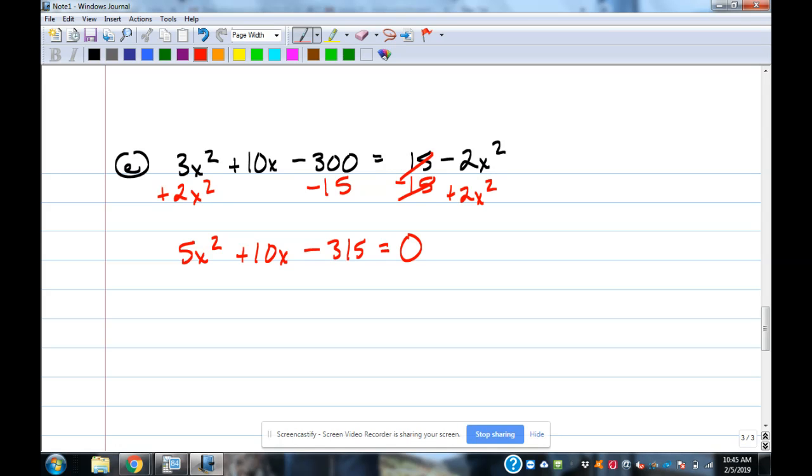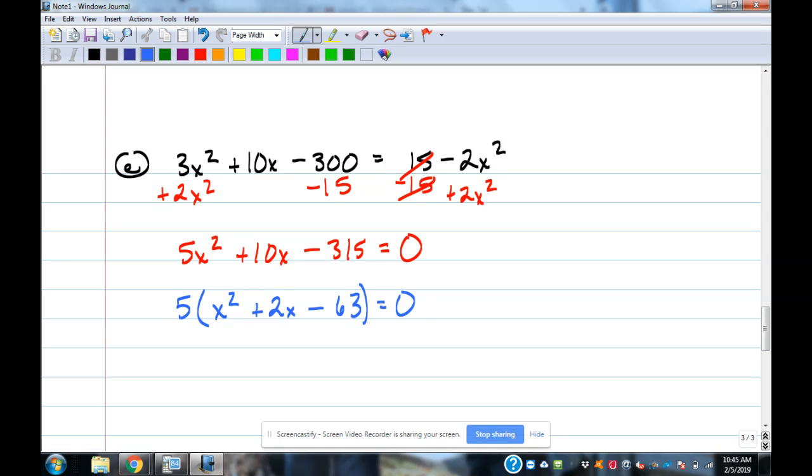Greatest common factor, which would be what? 5. 5 goes into itself, 10 and 315. So we pull out a 5. X squared plus 2x minus 63. Is that right? Okay. Now what? X method on this stuff that's left in here because there's 3 terms in there, right?